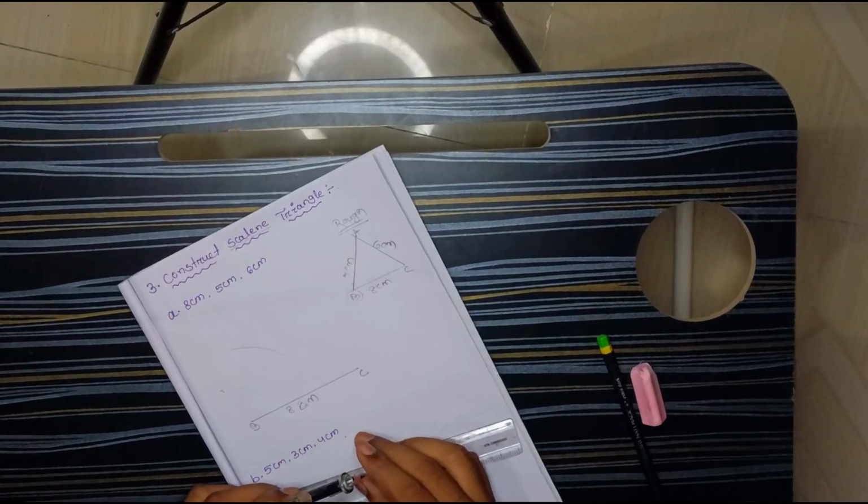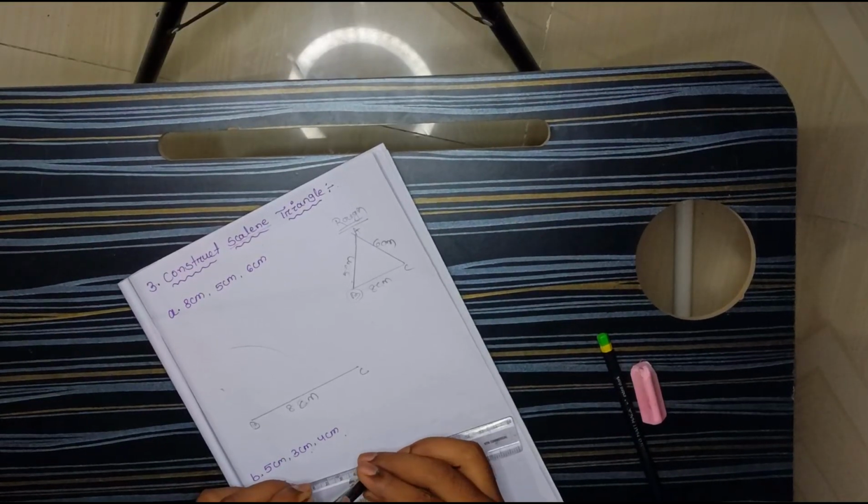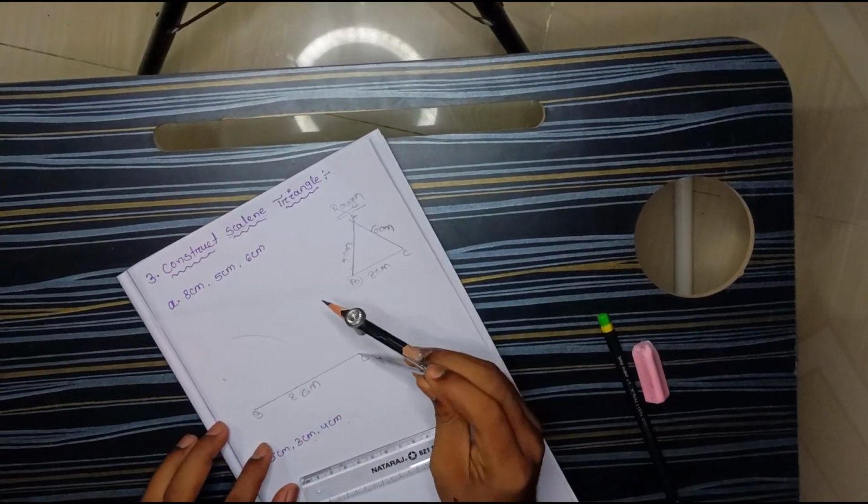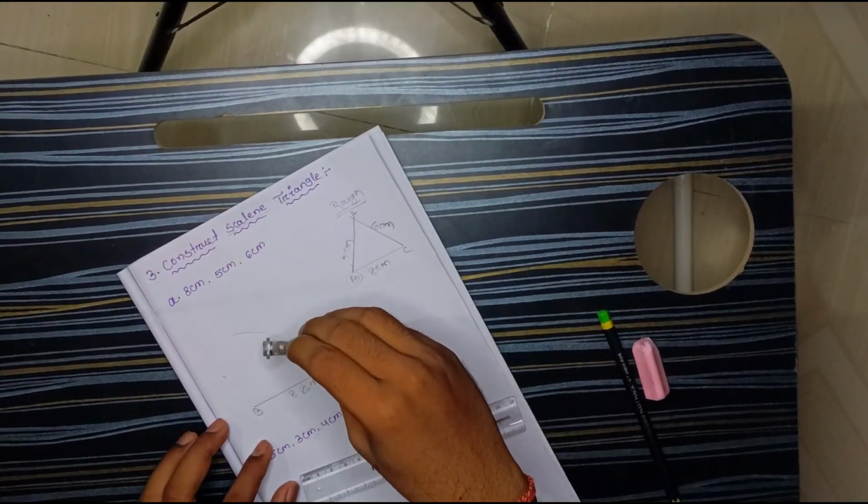6 centimeter means once again I have to take the scale and rounder's help, and expand from where? 6 centimeter. If I expand it to 6 centimeter, then this measure represents your 6 centimeter. I will keep it at point C and make an arc here also.